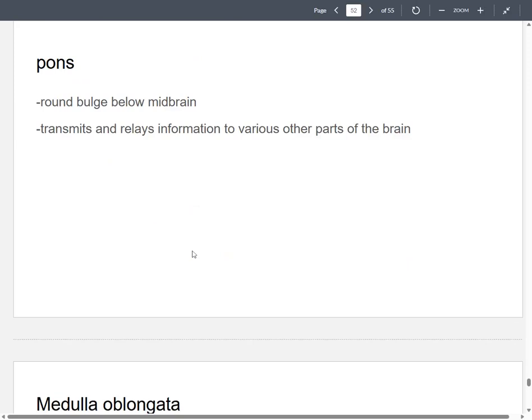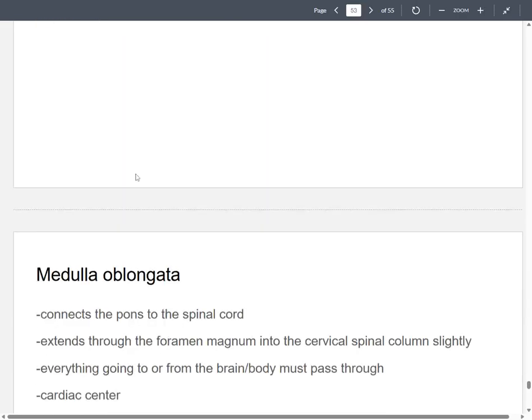The pons is going to be found right below the midbrain. It's actually going to have a round little bulge to it, and its main purpose is going to transmit and relay information to various other parts of the brain. You're also going to find one of your respiratory centers here.